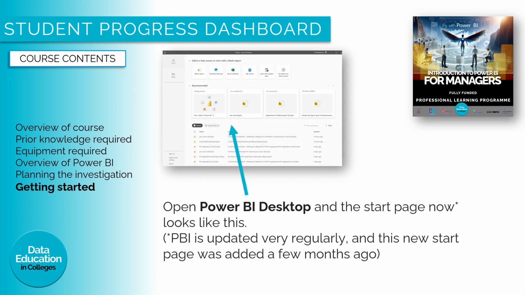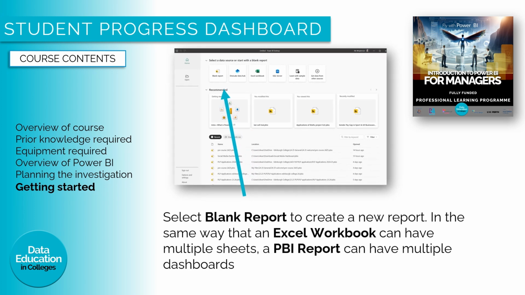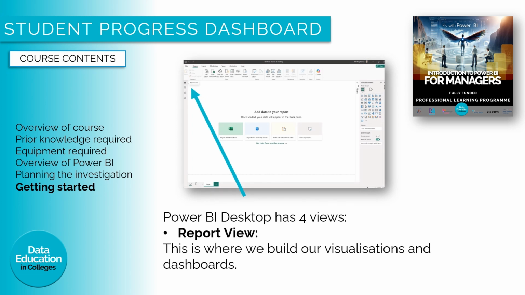When you first open Power BI Desktop, the start page now looks like this. It's regularly updated, but that's the most up-to-date version. Select blank report, and in the same way that Excel can have multiple sheets, a Power BI report can have multiple dashboards. You've got 4 views. The report view, obviously they're all empty at the moment. Report view, that's where we're going to build our visualizations and dashboards.